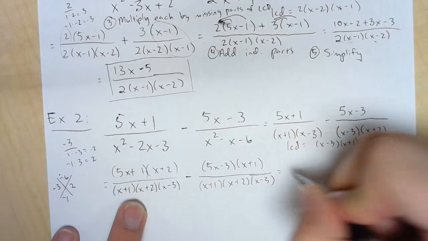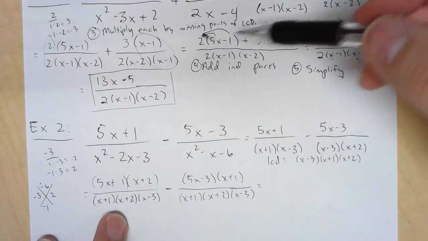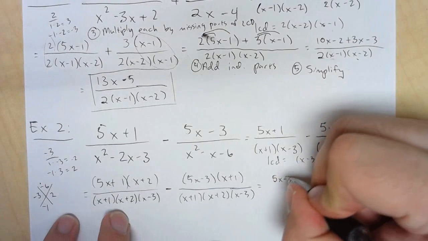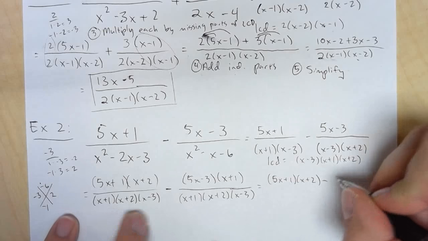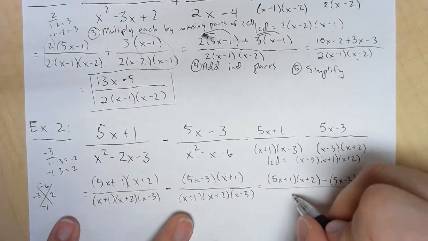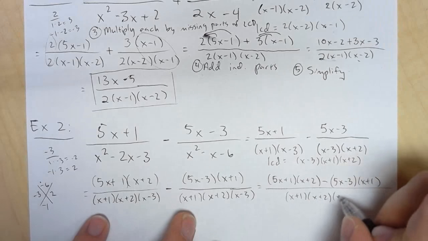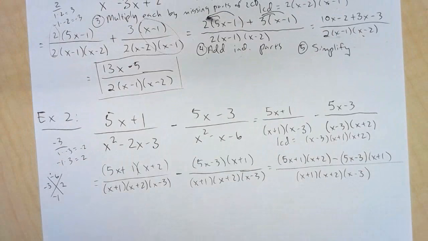And now that our denominators are the same, after we've multiplied, we're going to add them together. So we're going to take the numerators, (5x plus 1) times (x plus 2), minus (5x minus 3)(x plus 1)(x plus 2)(x minus 3). And then we need to simplify each of these individually. So we're at the simplify step, so let's multiply each of these.